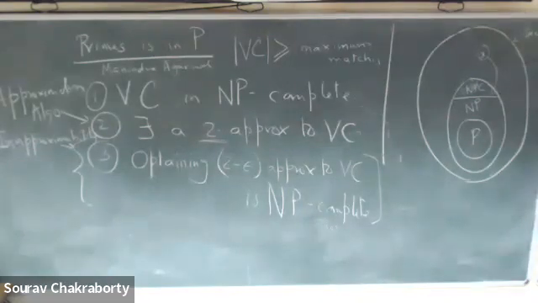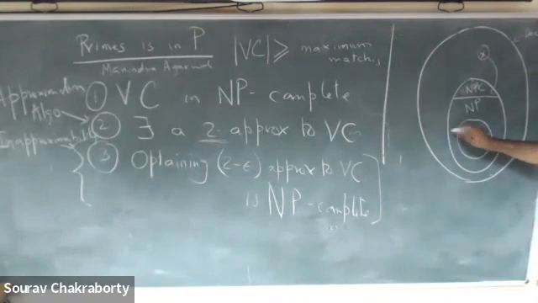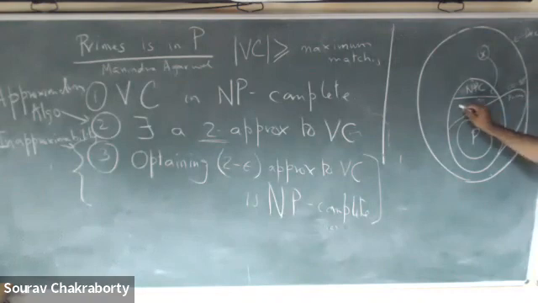Was it a common belief that primes is in P before it was proven? So where is primes? As I told you, there is NP, and there is also the opposite direction, co-NP. Primes was here, and that is very easy to see. Why? Co-NP is the set of all problems whose complement is in NP. Prime's complement is basically all the composites. Are composites in NP? Of course.